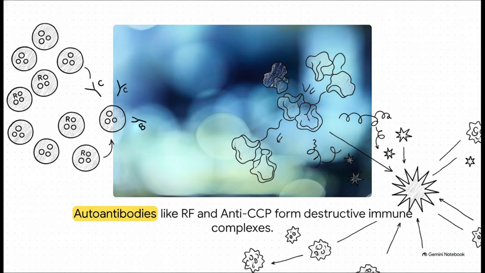But the joint tissue isn't the only battlefield. The synovial fluid itself is under siege. B cells, activated back in the lymph nodes, differentiate into plasma cells that secrete autoantibodies directly into the joint. These include rheumatoid factor, which targets the constant Fc portion of our own IgG antibodies, and anti-CCP, which targets those citrullinated proteins.